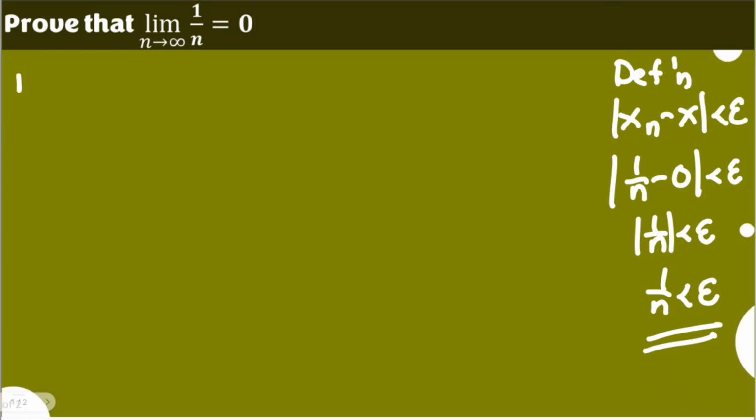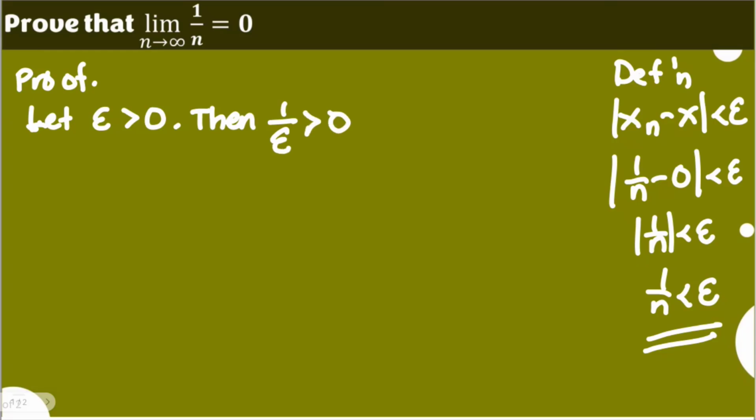This is how the proof will come out. Let's start by, of course, letting epsilon be greater than 0, since part of the definition for the limit is that for every epsilon greater than 0. With this, we can also say that its reciprocal, 1 over epsilon, is still greater than 0. No matter how small epsilon is, its reciprocal is still greater than 0.